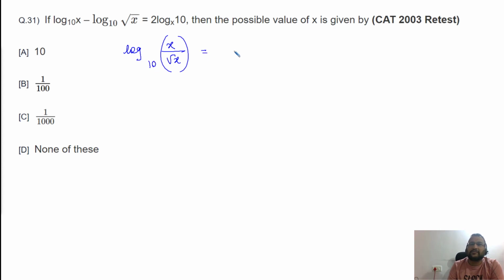and the right hand side is nothing but log of 10 square to the base x. This 2, which is the coefficient, will become the power of 10 over here. So the left hand side is log of x divided by root x, which will be root x log of root x to the base 10, which is equal to the right hand side over here.